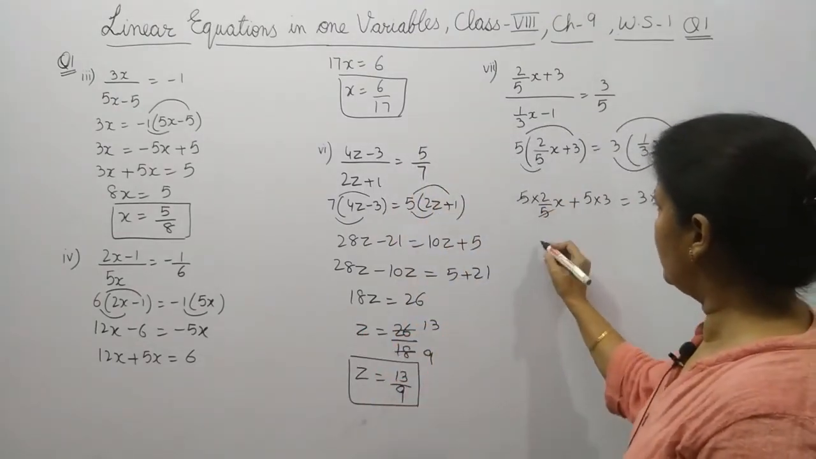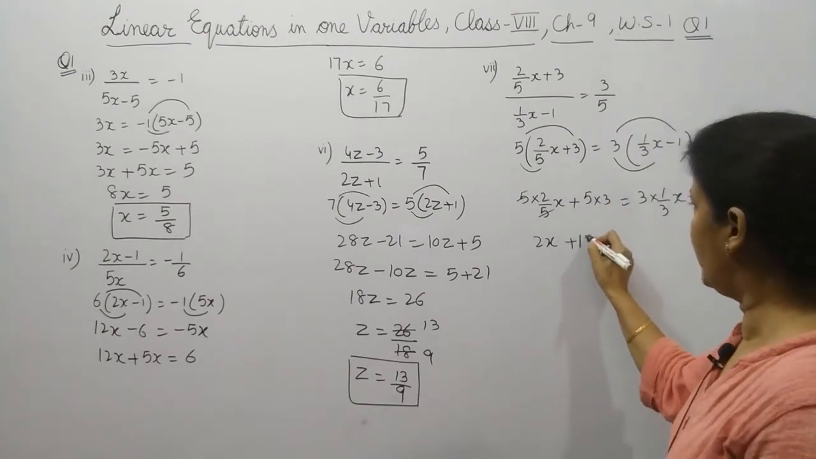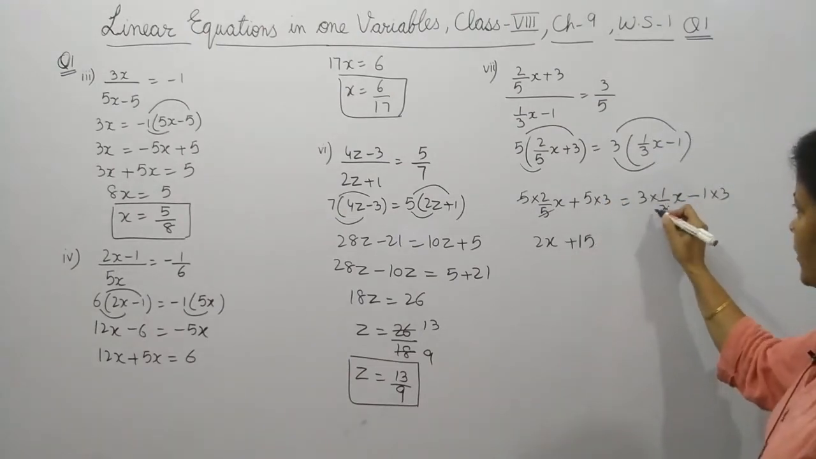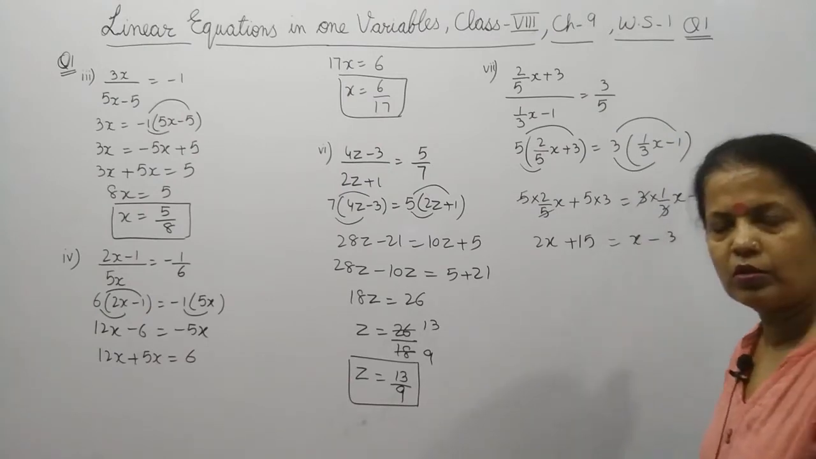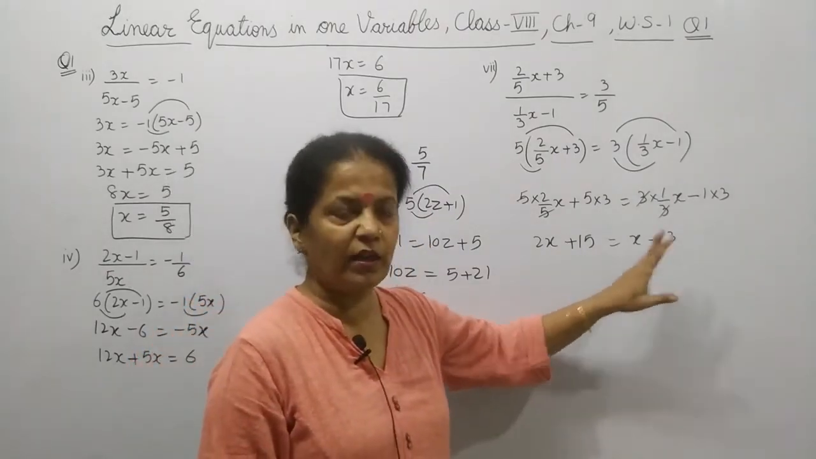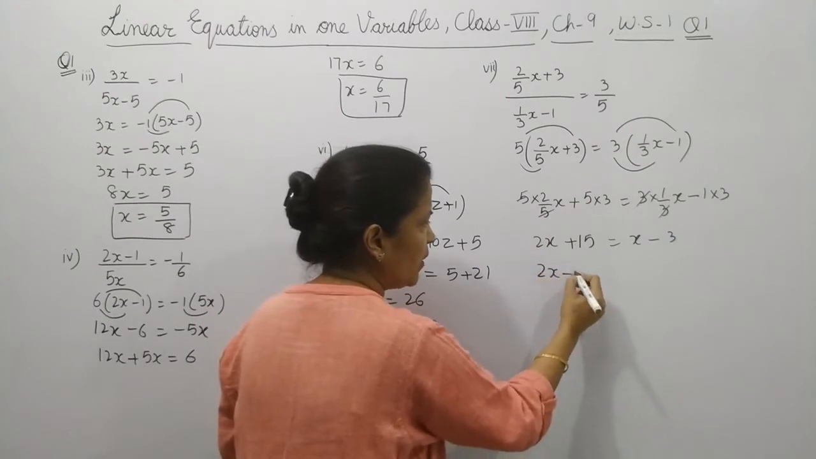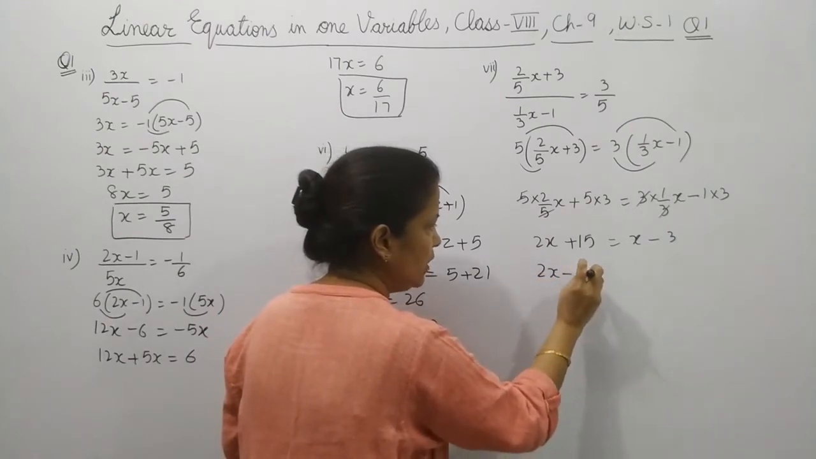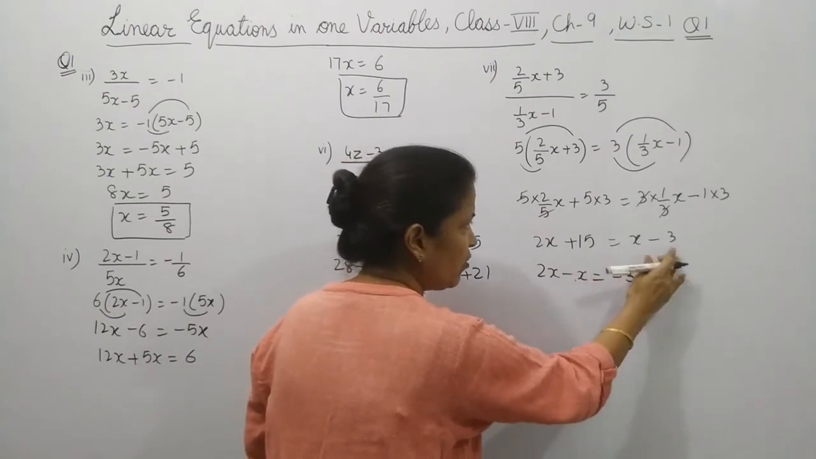Now cancel it. So 2x, 5 multiply 3, that is 15. These are in multiplication form, so cancel it. x minus 3. 1 into 3 is 3. Make sure about their signs also. Now same procedure, shift it. 2x minus x equal, minus 3 is already there.